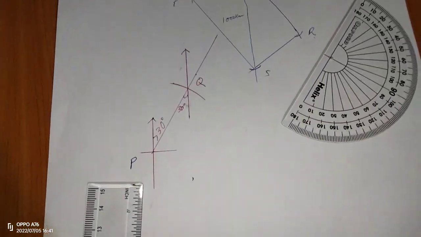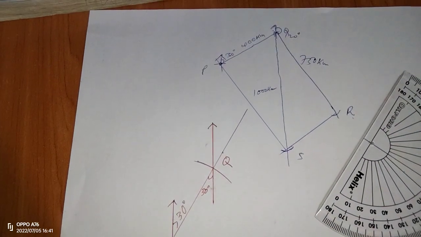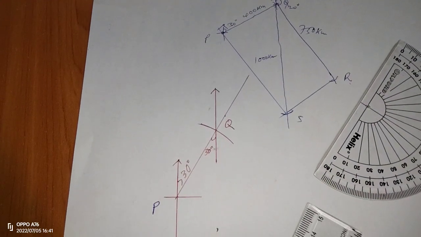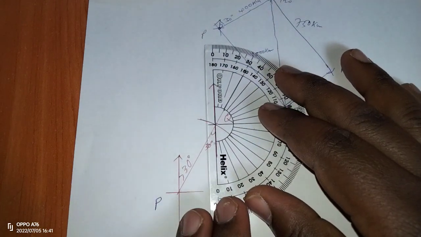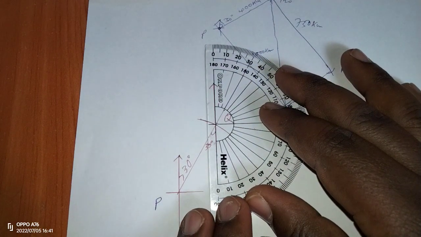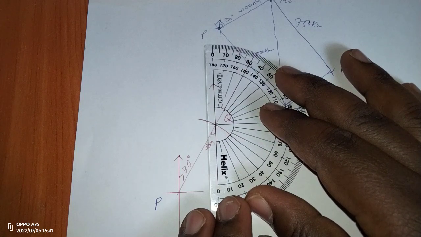Okay. Now after getting Q and P, we again measure a bearing of 120 from Q. So from Q, a bearing of 120. Let me cite it. Bearing of 120.